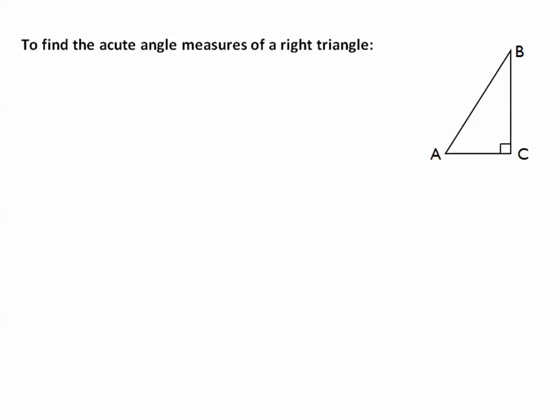Let's talk about how to apply our trig in order to find acute angle measures of a right triangle. First of all, we're going to use trig, so we should write SOH CAH TOA on our paper. Basically, all of this unit, write SOHCAHTOA on your paper. Anytime you see a right triangle, write SOHCAHTOA on your paper. You might use it.